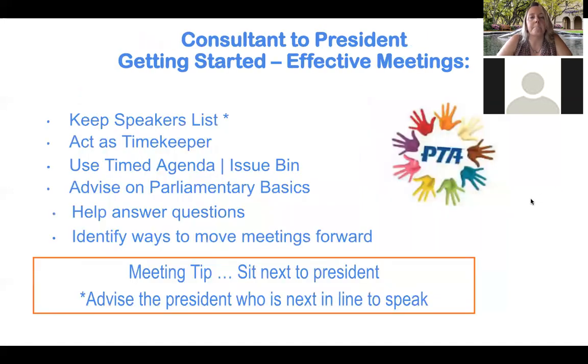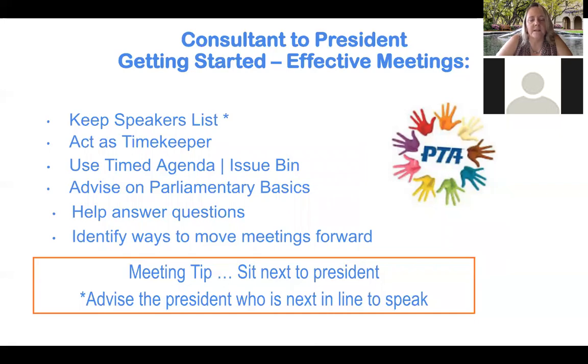And then you also chair the bylaws committee and help update those bylaws, and we'll talk a little more about that. All right, so as the consultant to the president, you want to help facilitate effective meetings. And so you want to keep a speakers list. Usually that's maybe on the agenda. Those would be the people who have the floor for agendized items. You're acting as timekeeper. So often an agenda will have a time limit for each item on there.